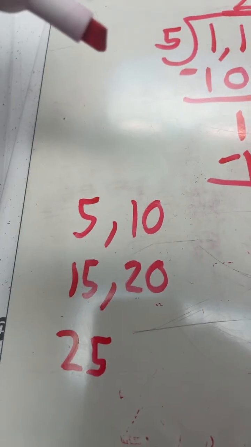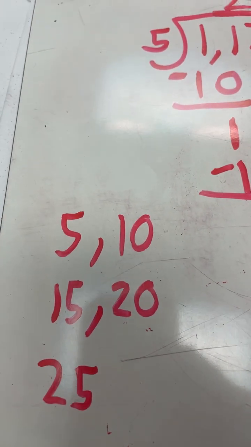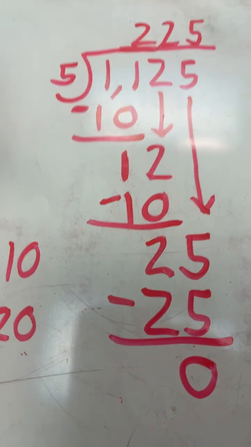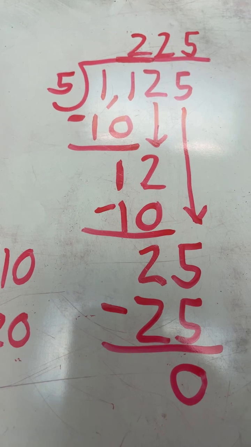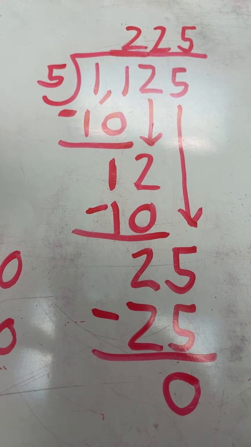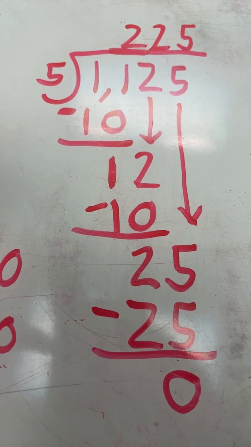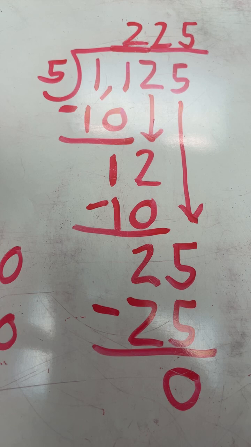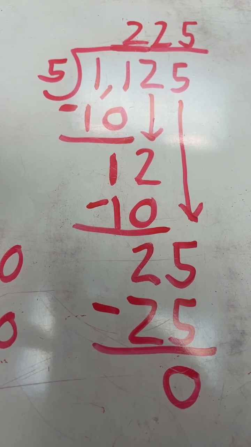Now 25 was the last number that we ended up counting by 5s. We landed right on 25. So that's what we subtract. There is no remainder. And we have our final answer. 1,125 divided by 5 equals 225.